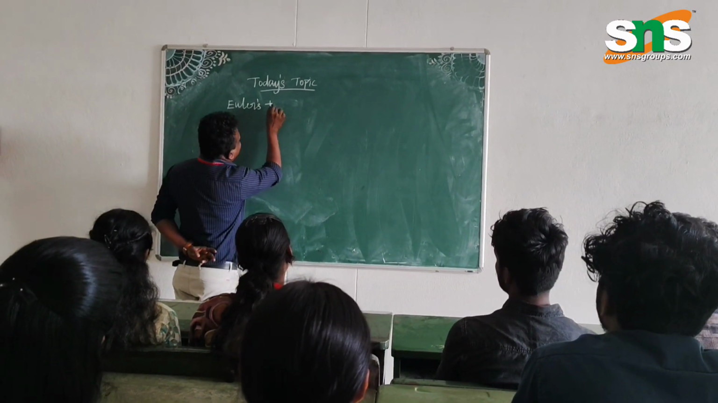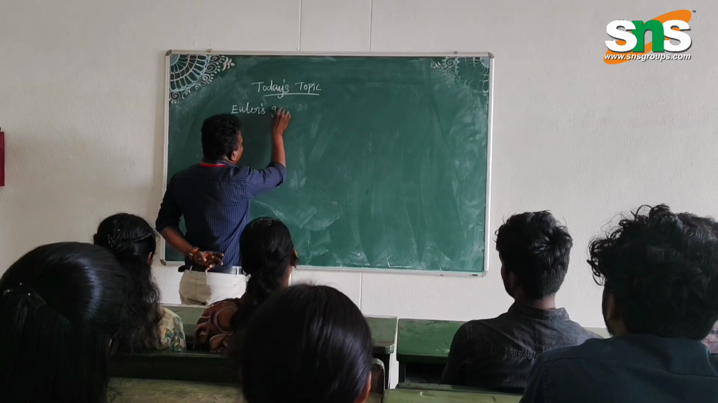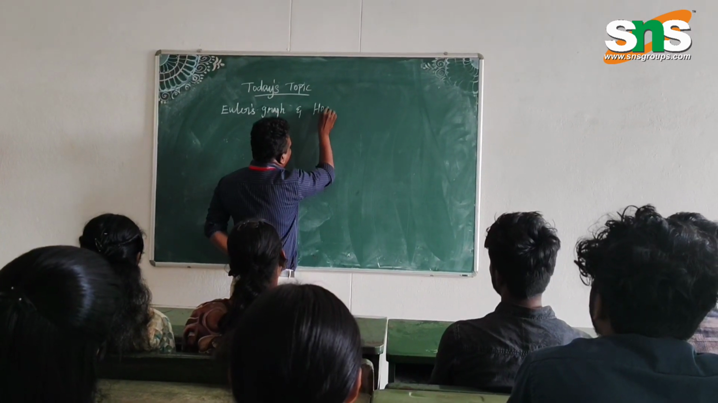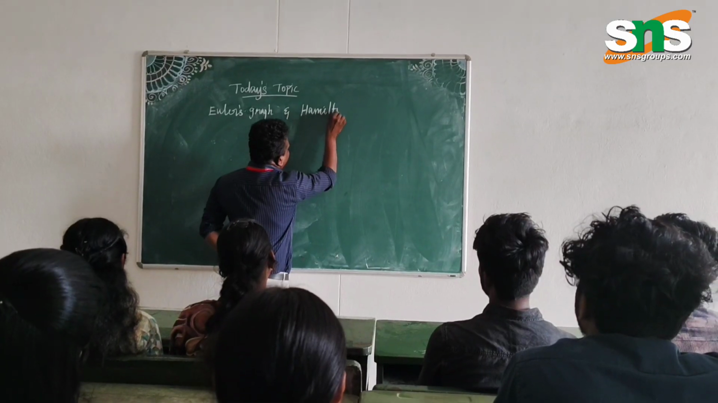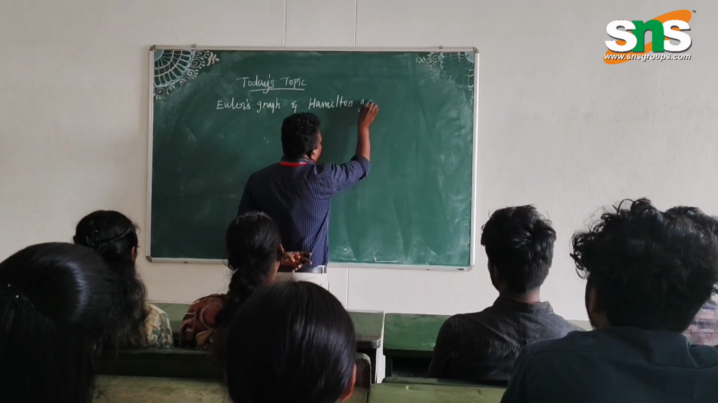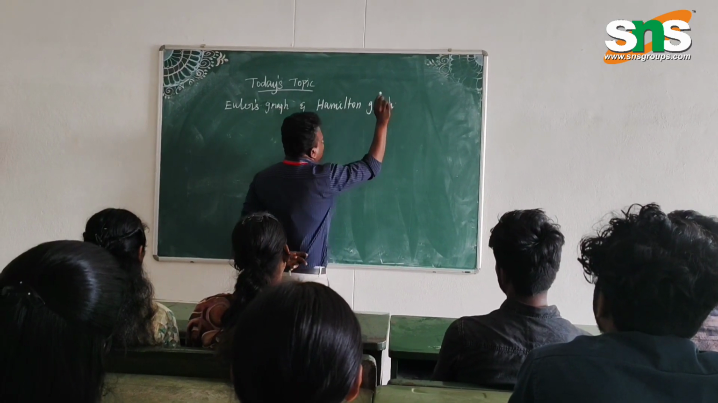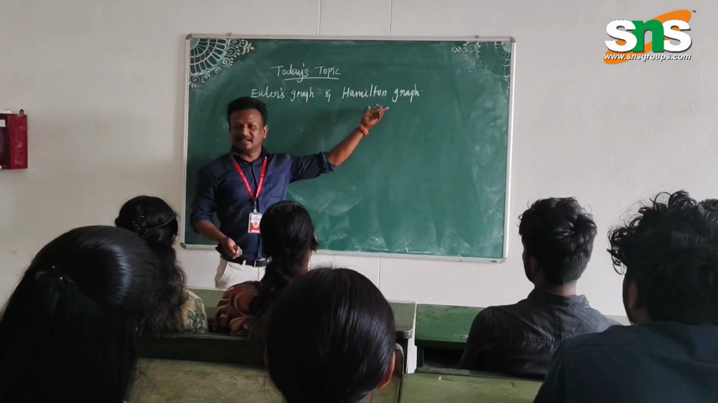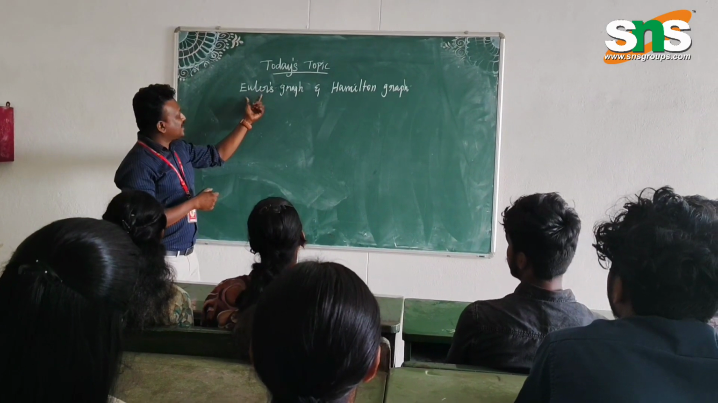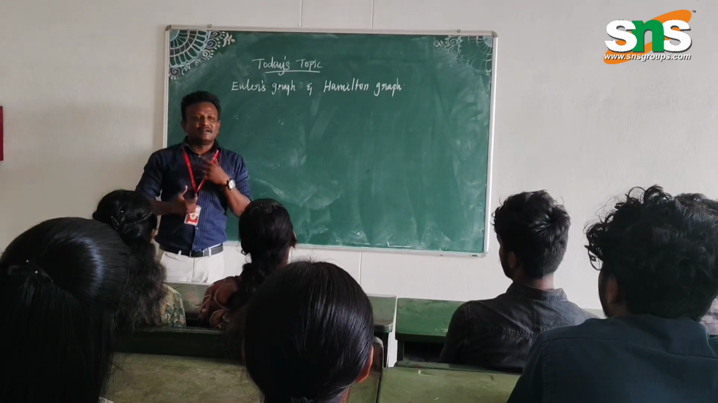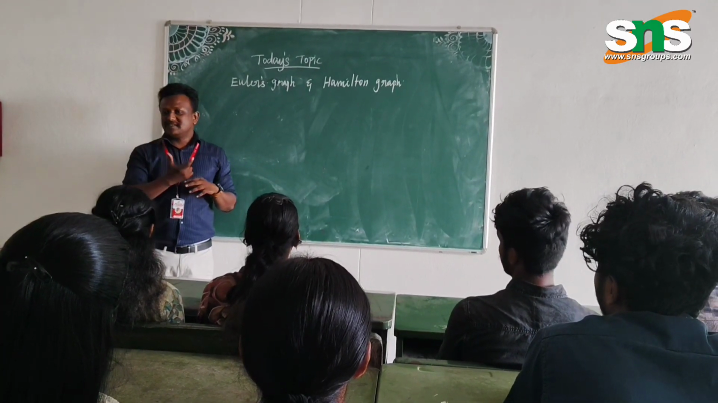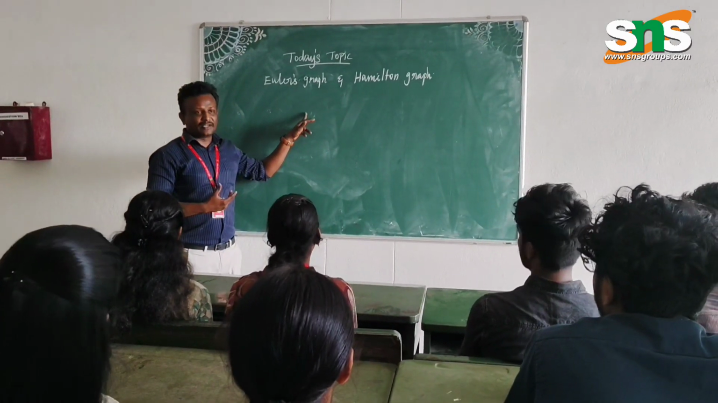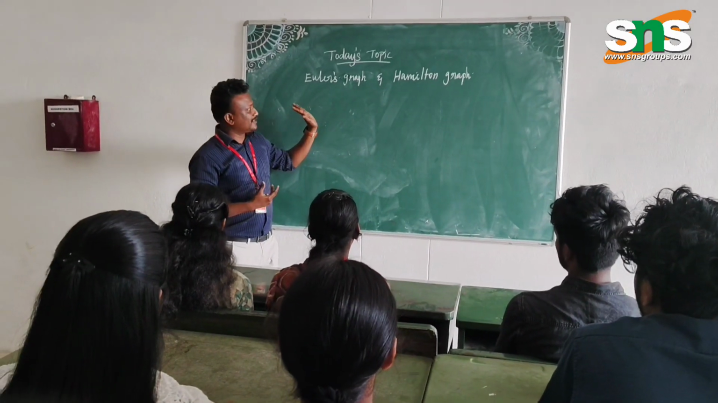Euler's graph, not theorem, Euler's graph and Hamiltonian graph. Let me explain what you mean by Euler's graph and what you mean by Hamiltonian graph. Euler's graph is a path where we can cover all the edges without repeating, then we can return to the starting point. This is what you call Euler's graph.